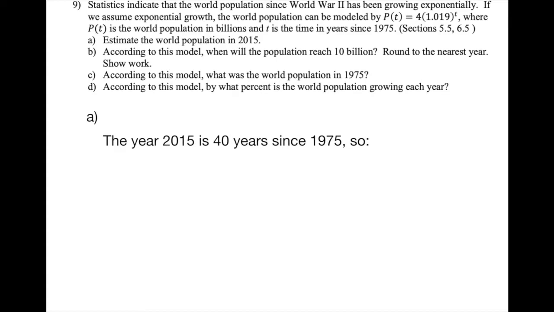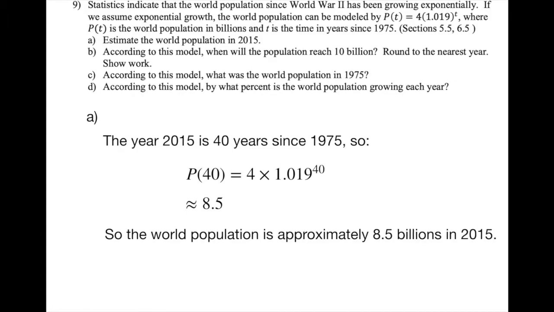So now you can plug in t equal to 40 into your model to get the answer. So P of 40 is 4 times 1.019 to the power of 40. Your calculator will tell you the answer is approximately 8.5. So that means the world population is about 8.5 billion in the year 2015. That's part A.